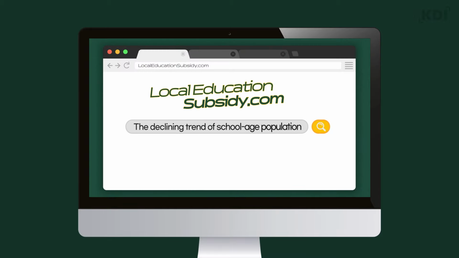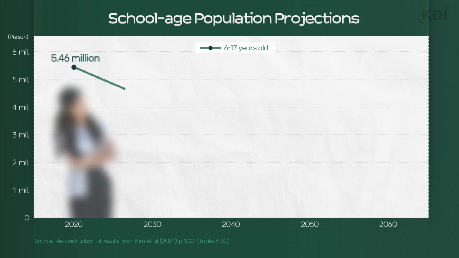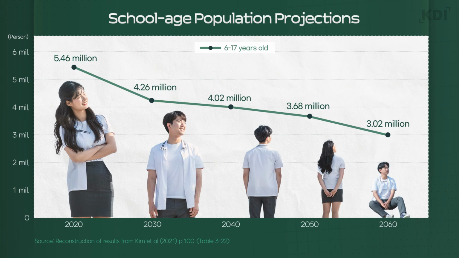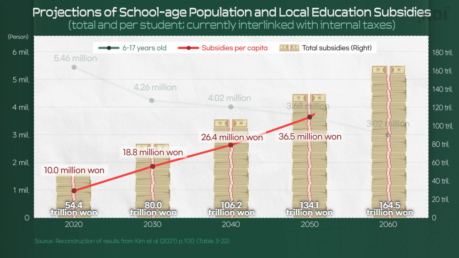First, the current formula does not take into account the declining trend of the school-age population. It is projected that in 2060, the school-age population will be half the 2020 level. In a long-term projection by 2060, it is expected that the average subsidy per student will grow about 5.5 folds, from 10 million won in 2020 to 54 million won in 2060.